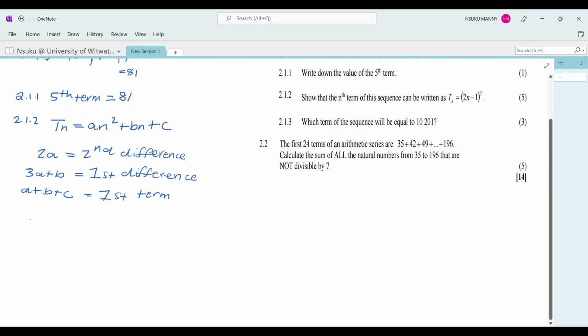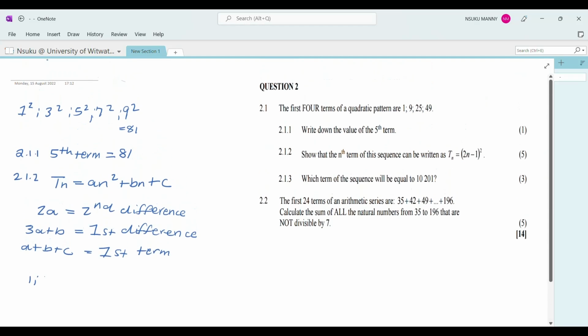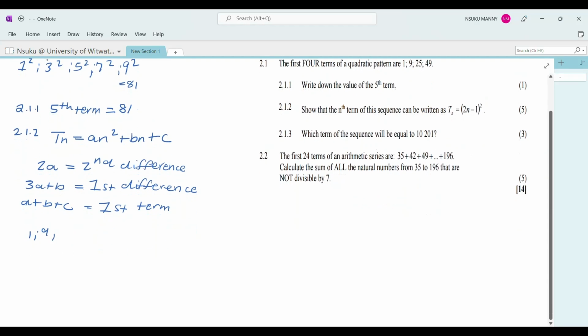So now we're going to write down the pattern here. We have 1, 9, 25, 49. So we're going to say the difference between 1 and 9 is 8. The difference between the next two is 16. The difference between these two is 24. And the difference between 8 and 16 is 8. The difference between 16 and 24 is 8 as well. So this 8 right here will be our second difference.